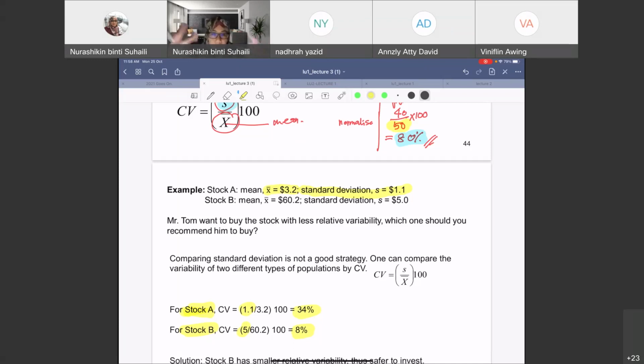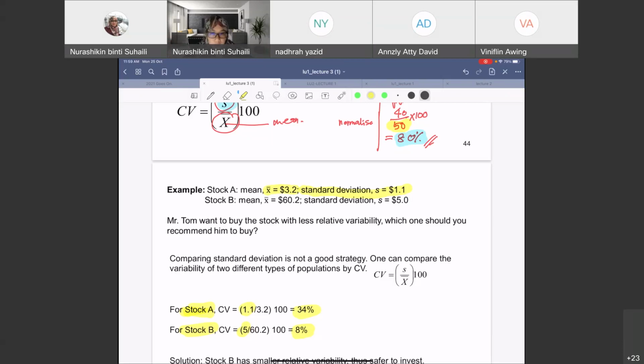You want to compare how much the deviation of one stock, when it is normalized with the mean inside it, compared to another stock that is according to its mean value. For example, here is stock B. So from here you can compare, because both of them have been normalized accordingly.